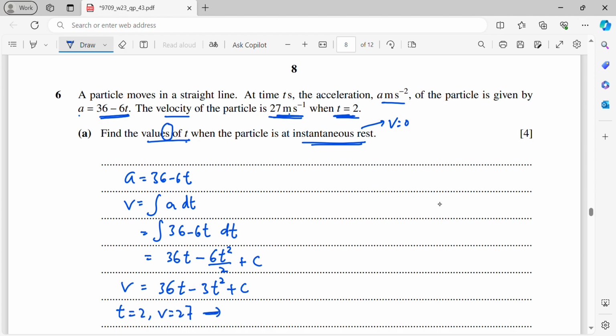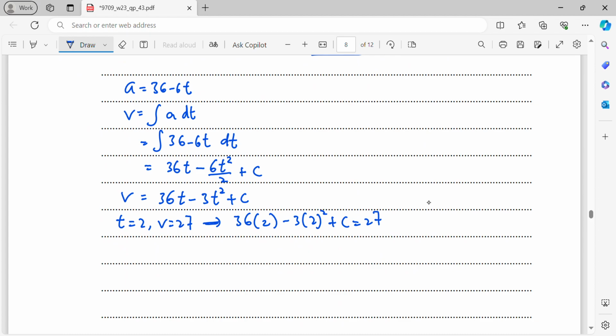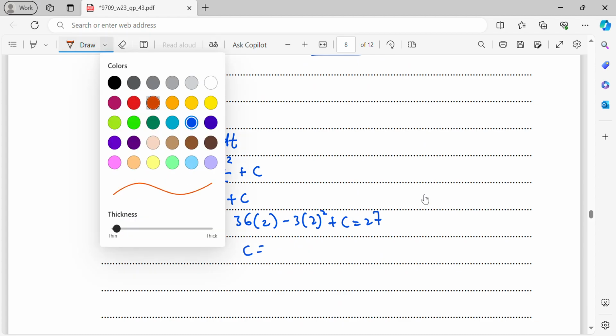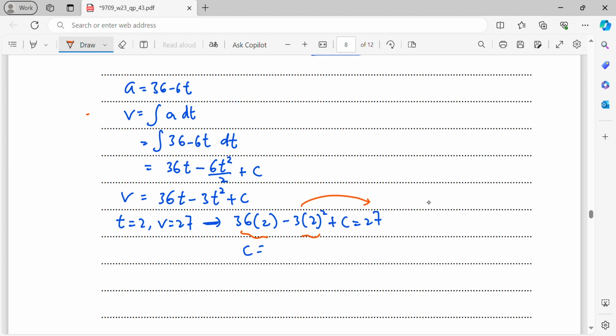That means now I will be getting 36 times 2, minus 3 times 2 squared plus c equals to 27. Okay, then from here, your c, you can just move all these terms to the right side. So it will be 27 minus 36 times 2, and then plus 3 times 2 squared. So at last, you will be getting negative 33.